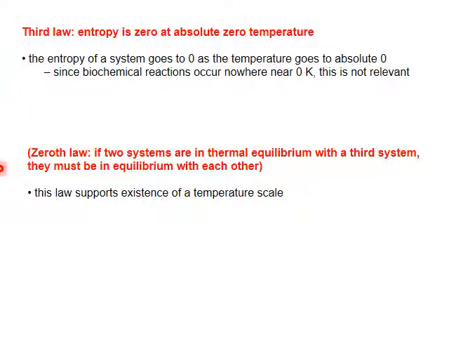And there's also a 0th law that was added later, that if two systems are in thermal equilibrium with a third system, they must be in equilibrium with each other. This law exists to support the temperature scale. In other words, how we can measure these differences are kind of shown in the temperature scale.